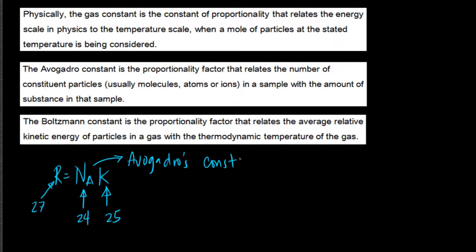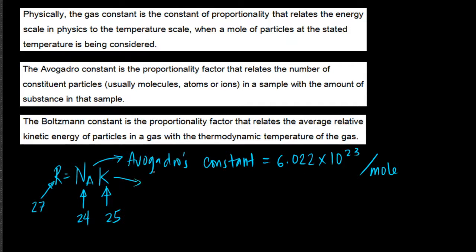Avogadro's constant states that it is the proportionality factor that relates the number of constituent particles, whether that be a molecule, atom, or ion, in a sample with the amount of substance in that sample. Actually, Avogadro's constant is 6.022 times 10 to the 23 per mole. Whatever that is, it can be ions per mole, or atoms per mole, or molecules per mole. So, that's it. If you can't memorize it, you have the constant right there.